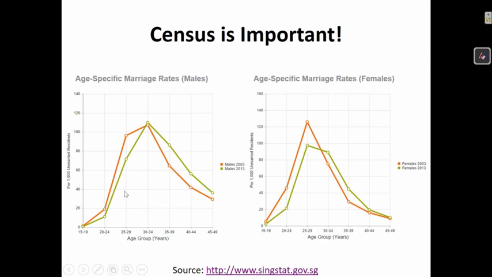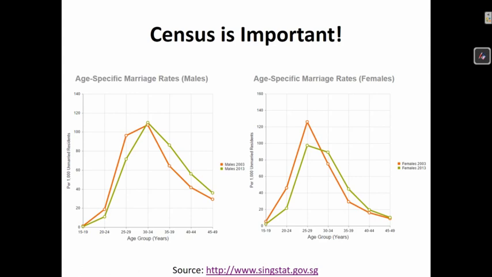But here you see that there's two curves that are plotted. One is 2003, one is 2013. You will see an interesting observation here. The phenomenon is that the one for 2013 is shifted to the right, correct? The green one is shifted to the right. It's the same for the males and the females. What does it mean? It means that people are getting married later in life, correct? Yeah, it's shifted to the right.